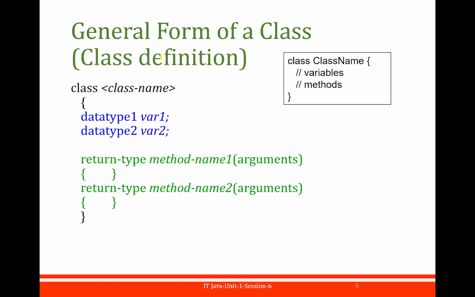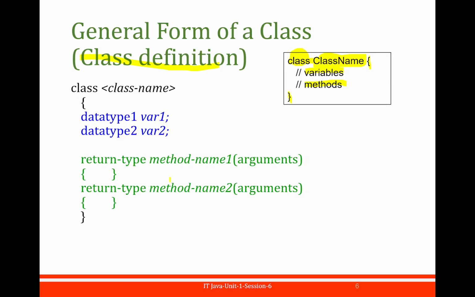Okay, in this slide, we see the syntax for class definition. So how do we define a class? This is the short representation. To create a class, we use the class keyword followed by a class name, which is the user-defined name. We start with an open brace to indicate the beginning of the class, and a closed brace to indicate the end of the class. Inside the class, we have variables and methods.